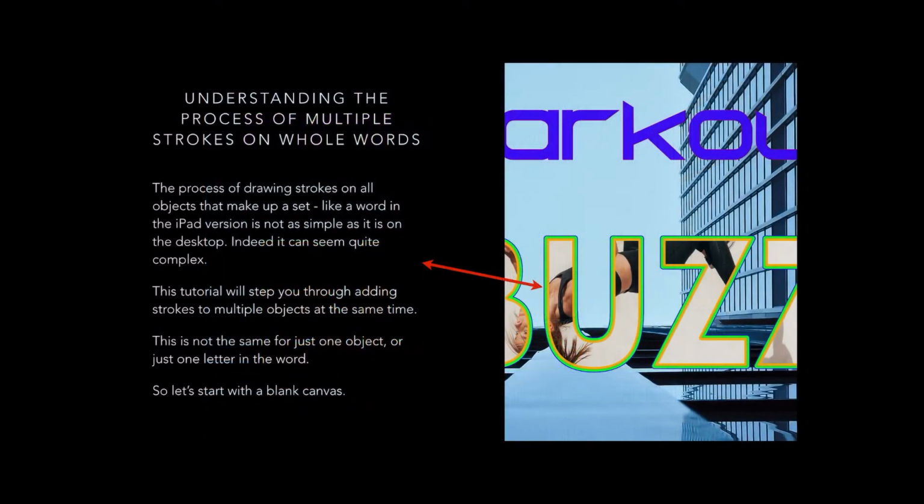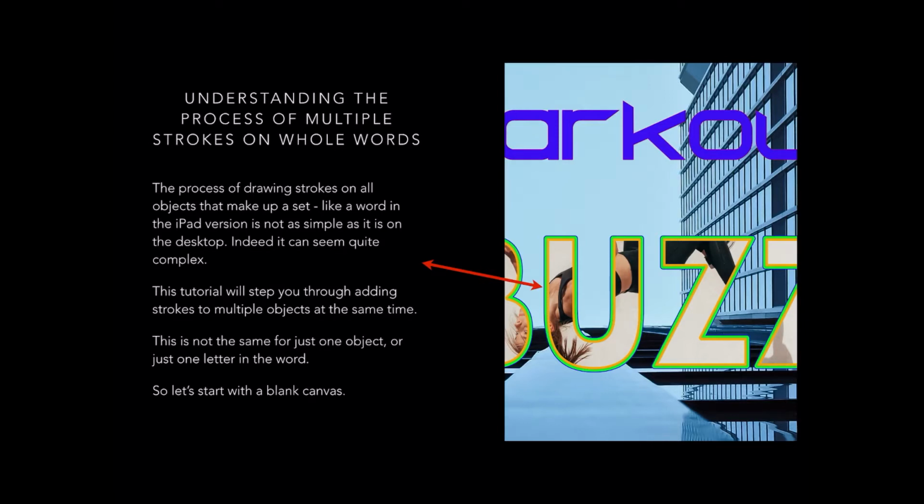So understanding the process of multiple strokes on whole words: the process of drawing strokes on all objects that make up a set, like a word, in the iPad version is not as simple as it is on the desktop. Indeed, it can seem quite complex, rather daunting. It takes a while to find if you haven't done it already. This tutorial will step you through adding strokes to multiple objects at the same time.